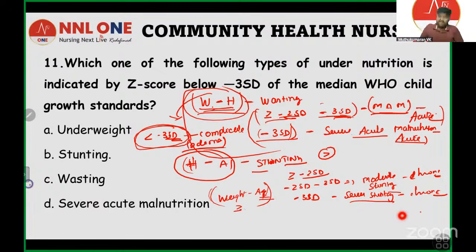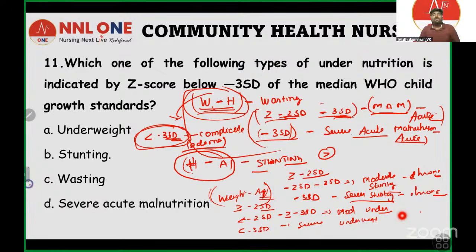If it is more than minus 2 SD, then it is normal. If it is less than minus 2 SD and greater than or equal to minus 3 SD, then I am naming it as moderate underweight. Then if it is less than minus 3 SD, then it is severe underweight.